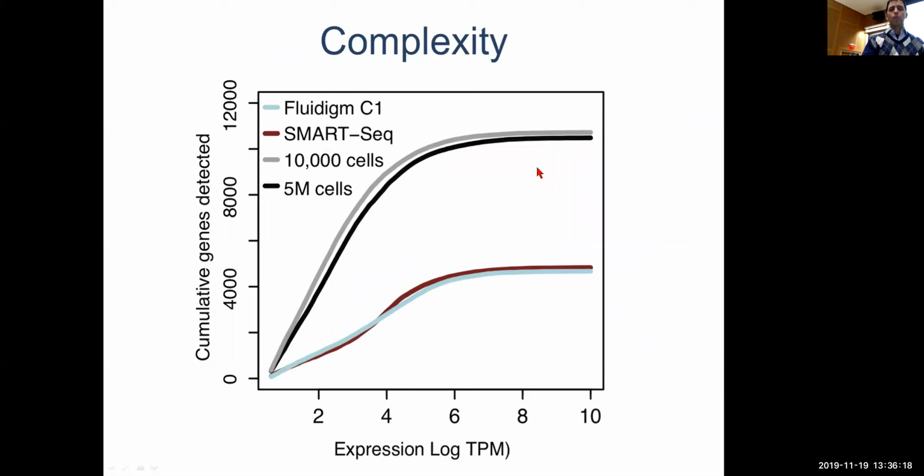And you can also ask, what is the overall complexity of my library? Namely, as I sequence more and more deeply, how many genes do I detect? And you can see here that, for some technologies, I saturate to about 5,000 genes very early on. For other technologies, I saturate more like 11,000 genes. Makes more sense. Everybody with me?